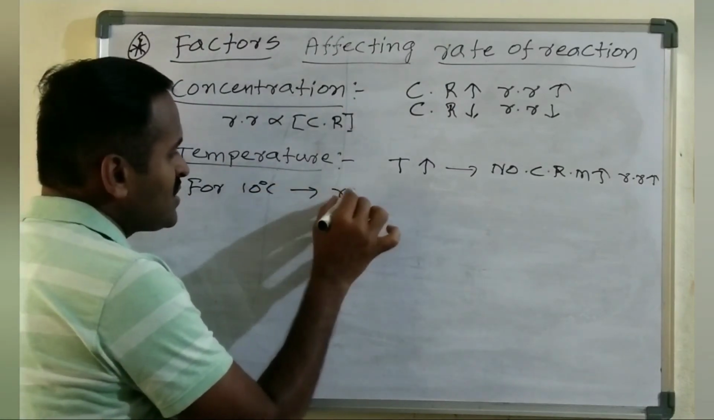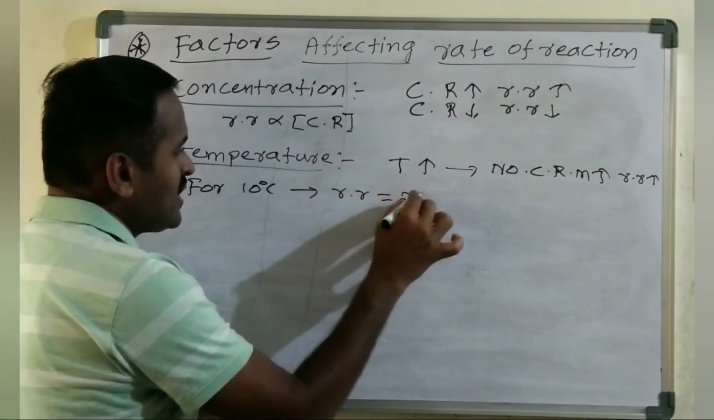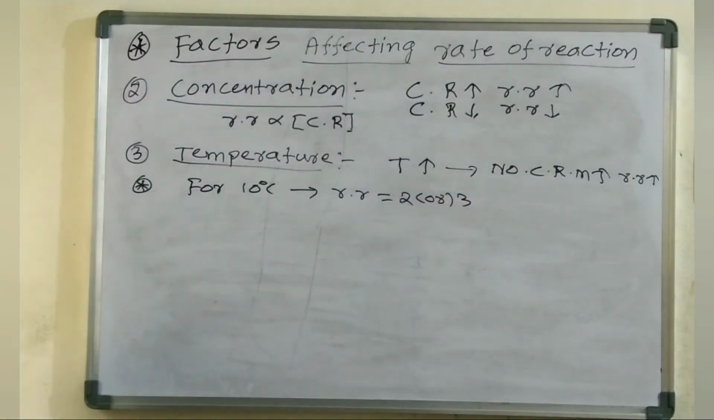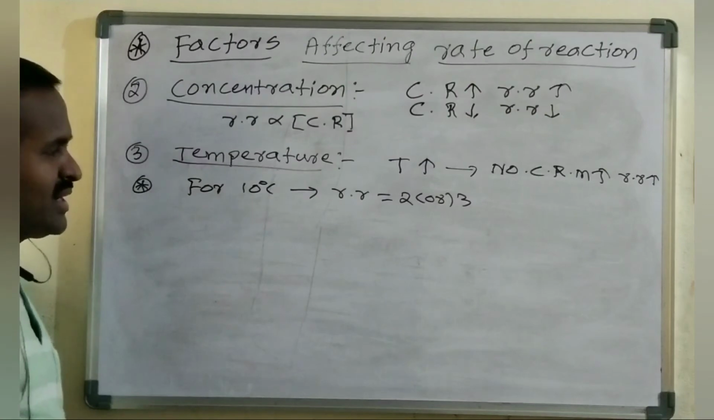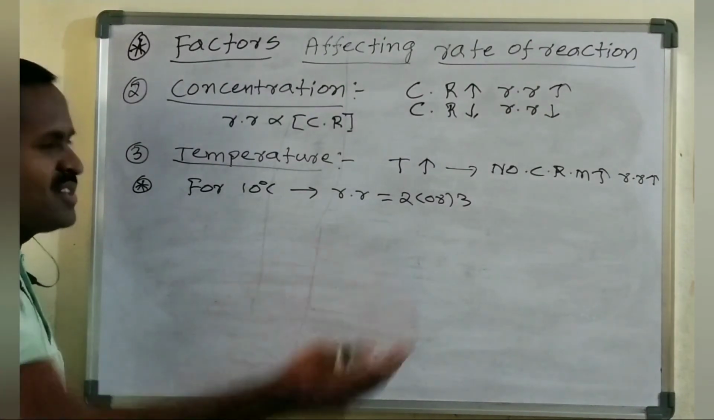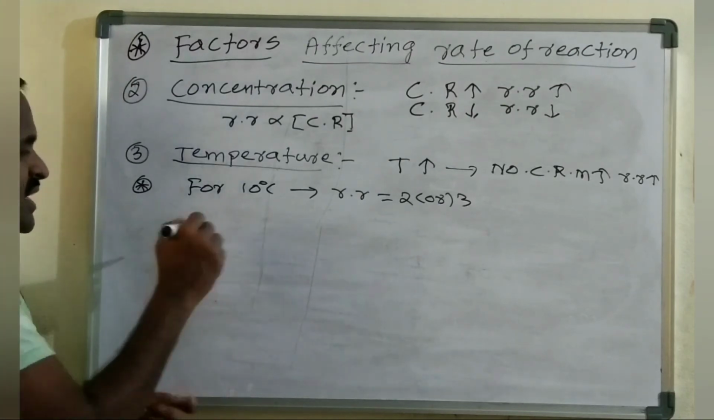the rate of reaction is going to be increased by either 2 times or 3 times. For most of the chemical reactions it was found that for every 10 degrees centigrade rise in temperature, the rate of reaction is going to be increased by 2 times or 3 times.